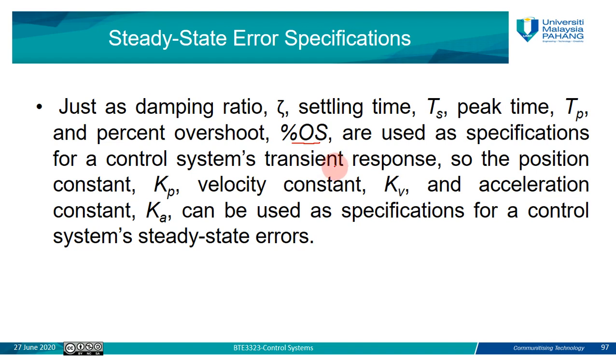The same thing applies in the steady state response or steady state error analysis. Here we already mentioned that we have three main constants, which are the position constant, the velocity constant Kv, and also the acceleration constant, which is Ka. These constants can be used as specifications for the control system steady state errors. So from these constants, we can expect what the type of the system will be and how the system will behave.